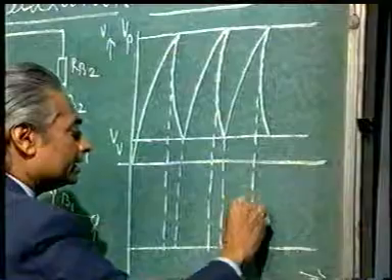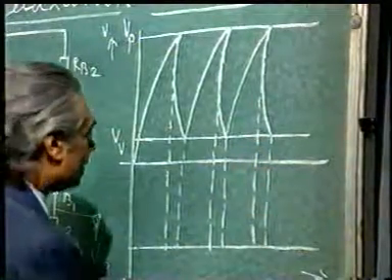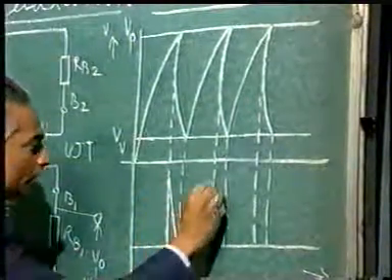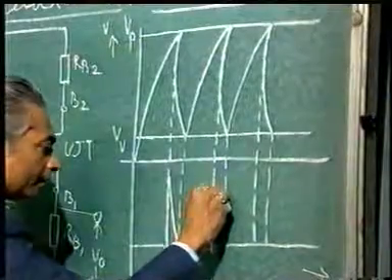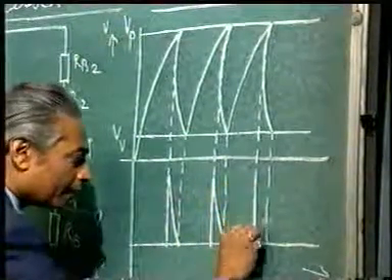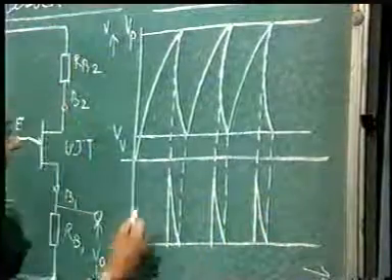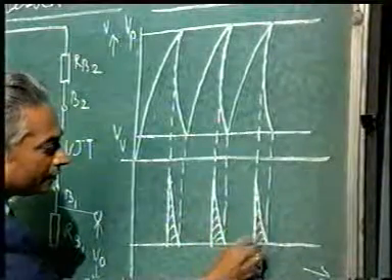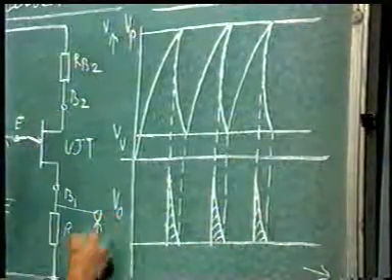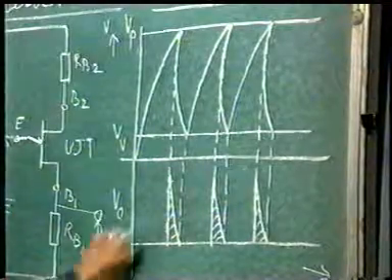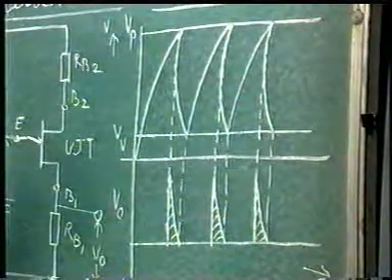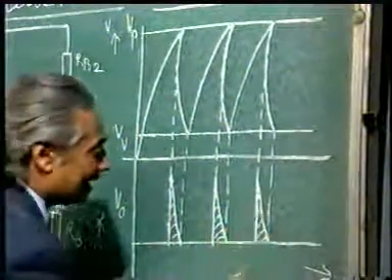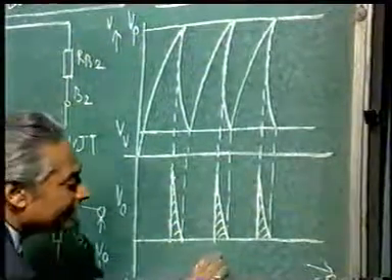If I project it like this, the output will be somewhat like this. And this is the output, say VO, which you are getting across B1. Now what are these? These are nothing but pulses, and that is why we call them output pulses. And since there are so many pulses, we can say it is a train of pulses.